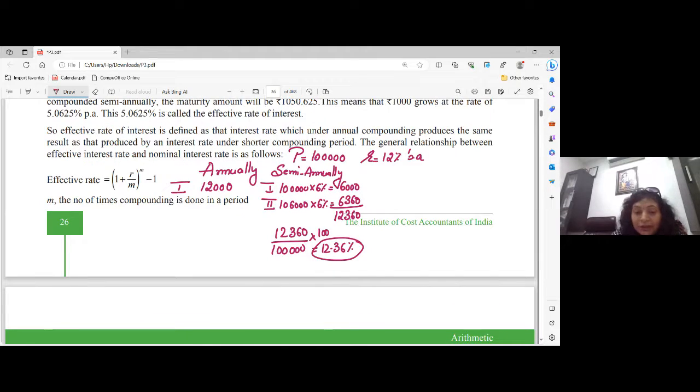They have promised you to give interest that is 12% per annum, but actually you are getting interest for the whole year, that is 12,360, that is 12.36%. So that is the reason when compounding is more than once in a year, then your effective rate of interest is more than your nominal rate of interest. So in this case, our nominal rate of interest is 12% and our effective rate of interest is 12.36%.